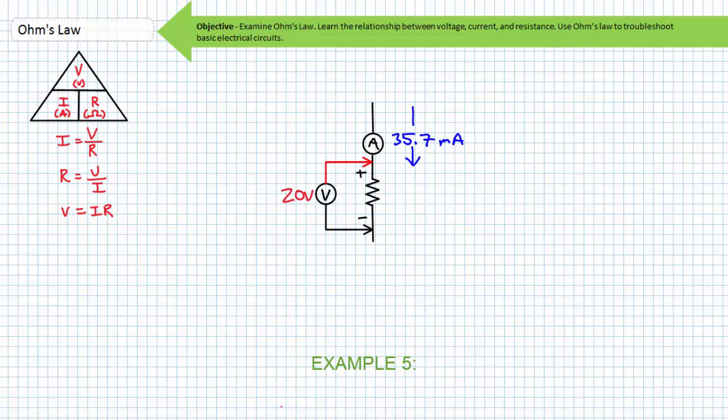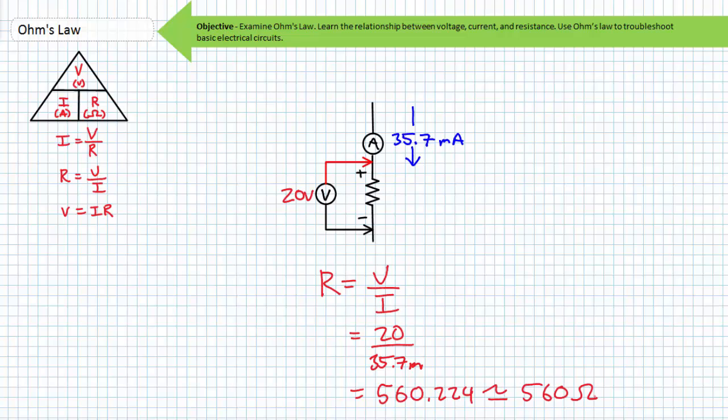Example problem 5. What is the 4-band color code of a resistor with a 20 volt drop across it and 35.7 milliamperes of current traveling through it? Ohm's law states that the resistance is equal to the voltage across it divided by the current through it, or 20 volts divided by 35.7 milliamperes, yielding approximately 560 ohms of resistance. This is not the answer to our question, however, because we're asked to find the 4-band color code of this resistor. A 5 is a green, a 6 is a blue, brown indicates it's followed by 1 zero, and we'll assume it's a plus or minus 5% tolerance resistor with a gold 4th band.